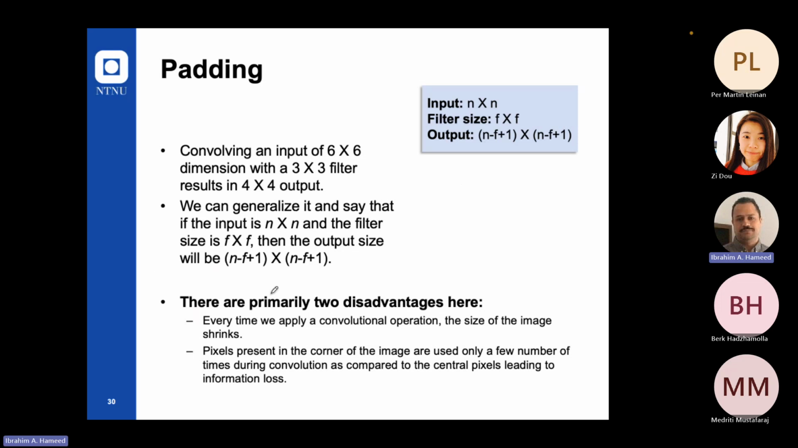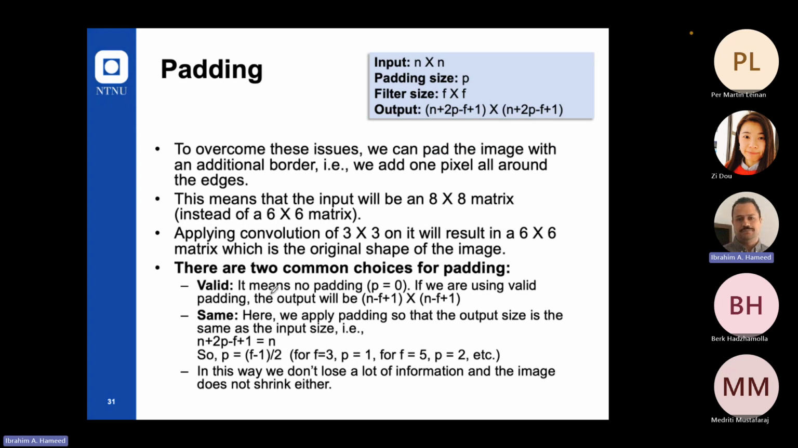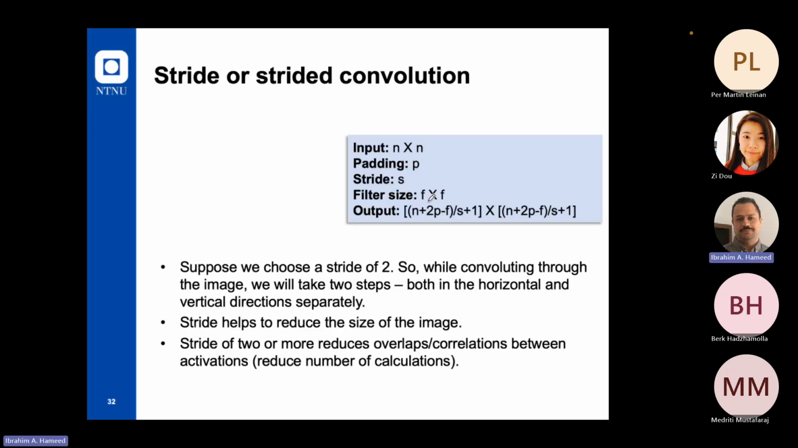We talk about the padding layer. It's zero padding. We mentioned it already. With zero padding, to overcome these issues, we can pad the image with an additional border. We add 1 pixel all around the edges, just zero padding. So in this case, the output shape will not shrink. It will stay as it is. Stride, we talk about stride and strided convolution. In this stride, we just move by 1 pixel.